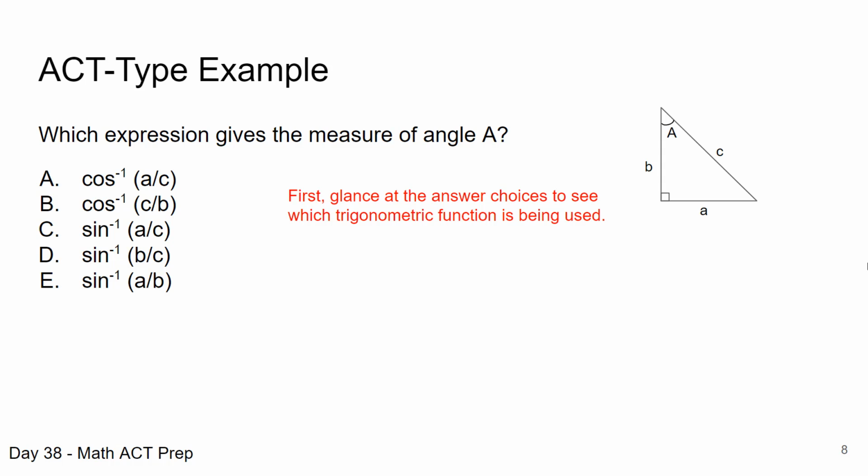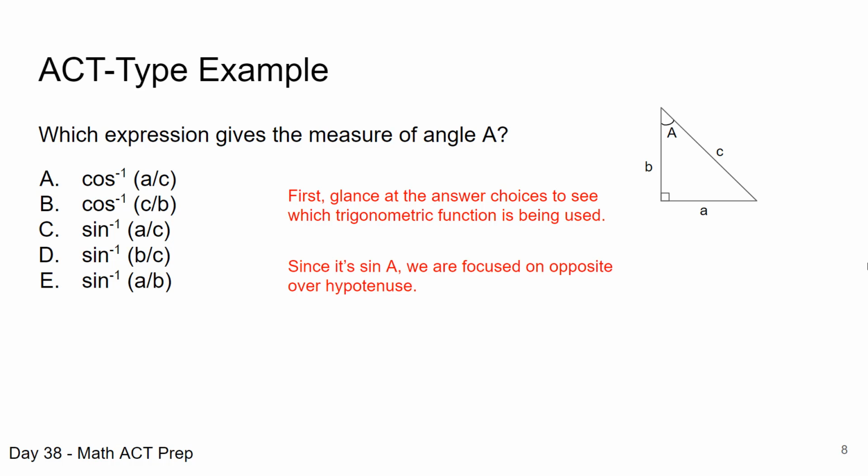So if we think about cosine first, by definition, we know that cosine is adjacent over hypotenuse. And for angle A, our adjacent side length is B, and our hypotenuse is C. So that would be B over C. We don't have that for either A or B, which are the cosine inverse options. So we know A and B are out.